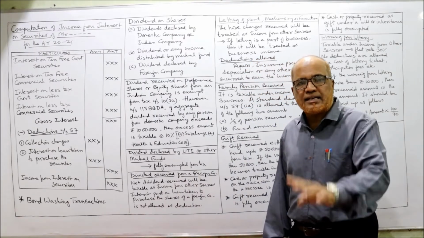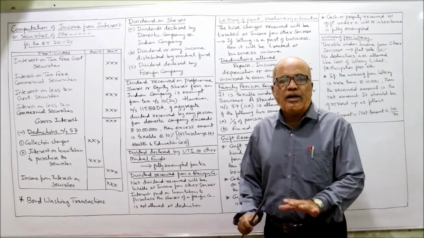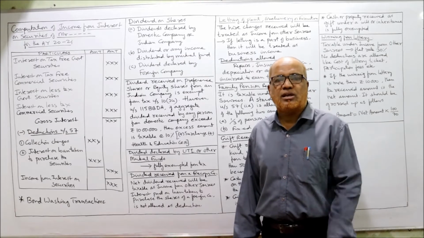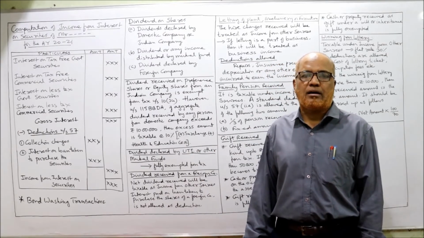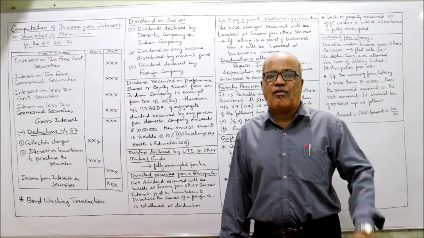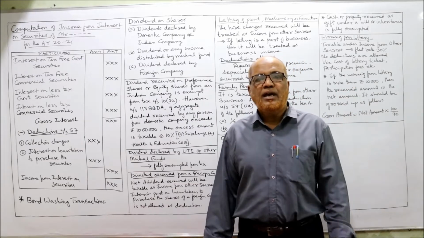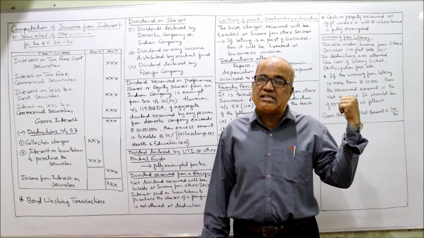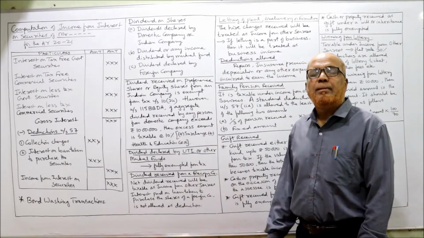Now dividend received from a foreign company. If a person receives dividend from a foreign company, then the Income Tax Act says the net dividend received is taxable. No deduction will be allowed on interest on a loan taken to purchase the security. For example, Mr. X has taken a loan of 10 lakh rupees from a bank to purchase foreign company security. In that case, interest paid on the loan taken to purchase that security will not be allowed as deduction. So these are the provisions regarding dividend.